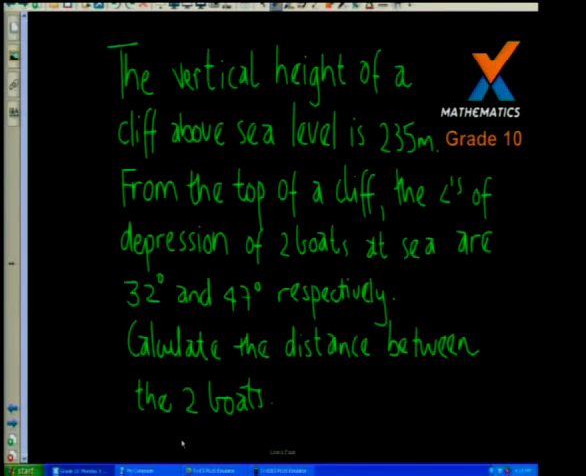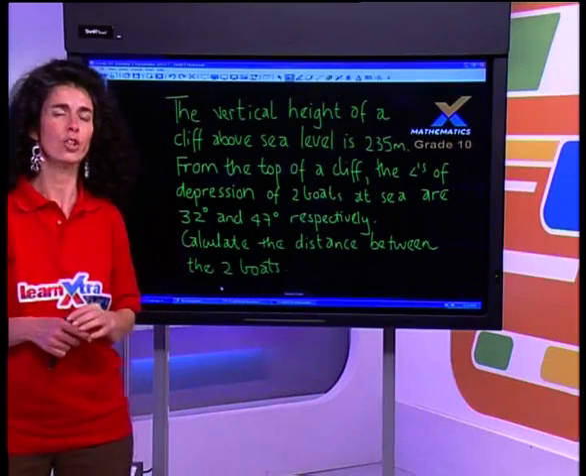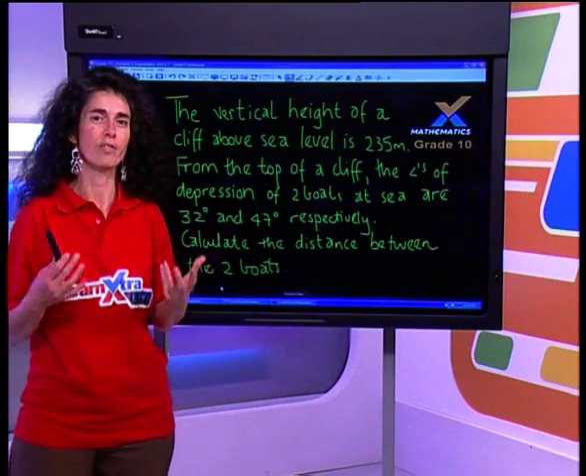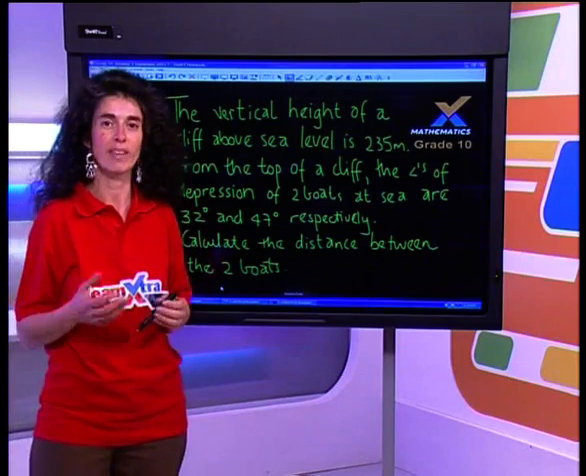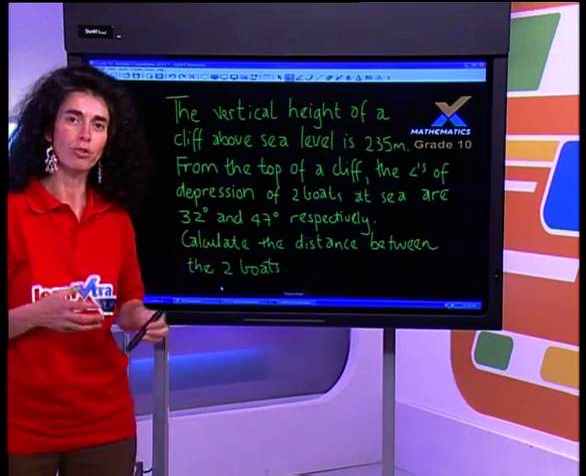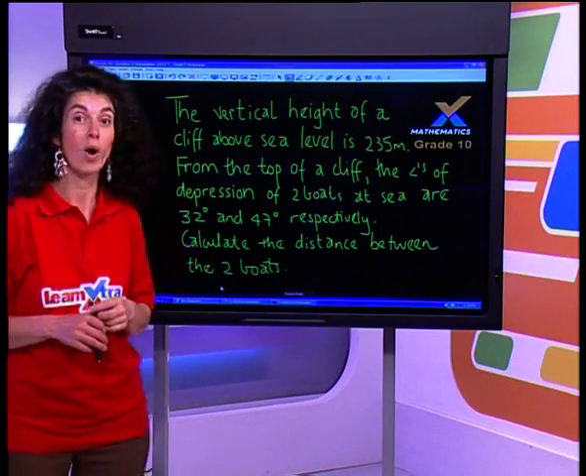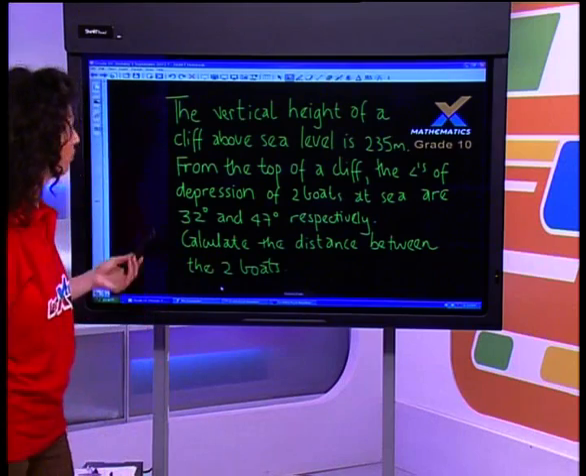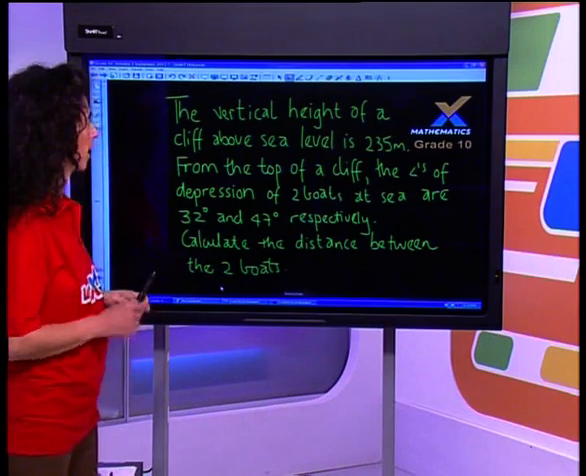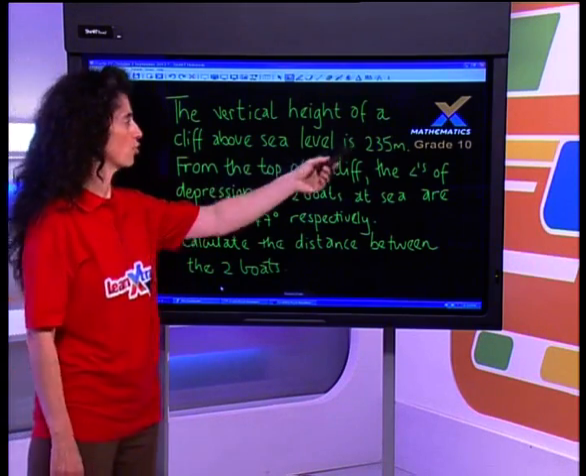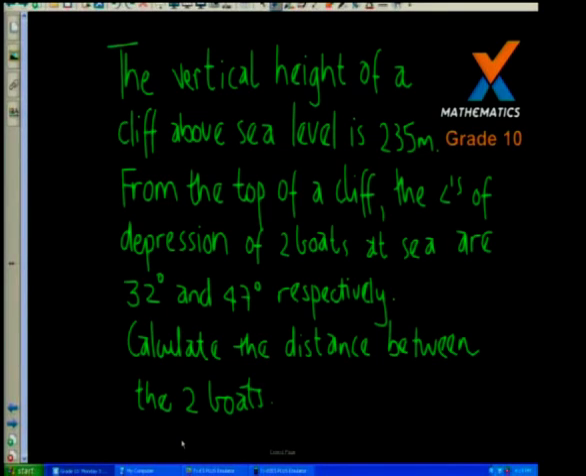Right, here's a story. Usually, if you're involved in some branch of mathematics, people will call on you to help them solve certain problems, and here's one such problem. We have a vertical cliff, and this vertical cliff is 235 meters. Now, somebody on top of the cliff sees, and this symbol over here is just an angle symbol, angles.